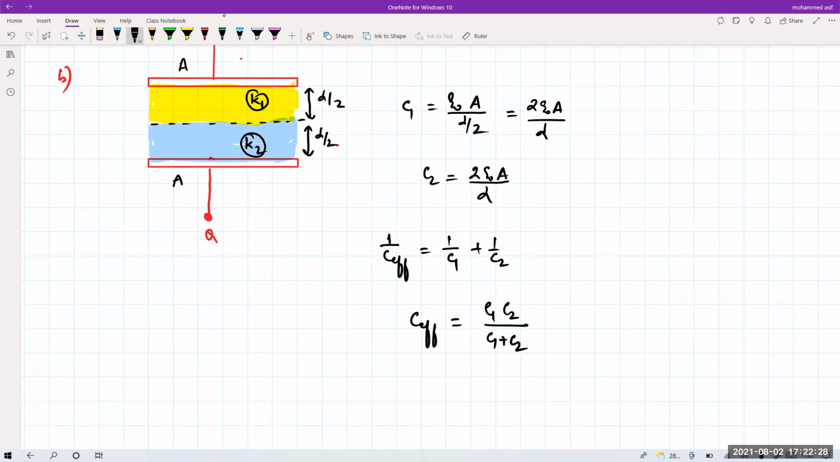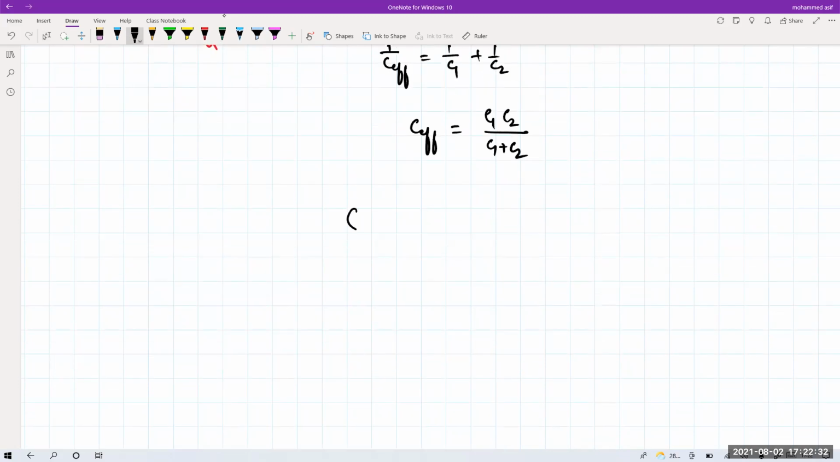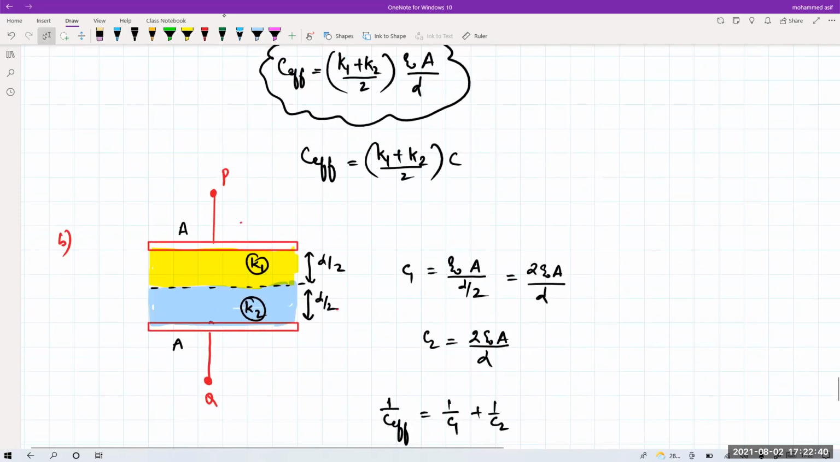C1 plus C. Just write that value right now. C effective will become how much? C effective will be equal to C1 will be equal to how much? This one will have dielectrics also, so I'll write in terms of dielectrics. So this will be K1. This one is also having K1. K2, sorry. This one is K2.